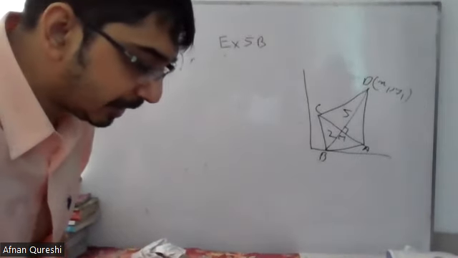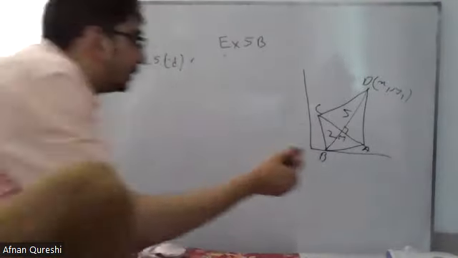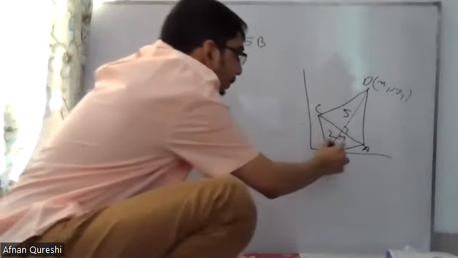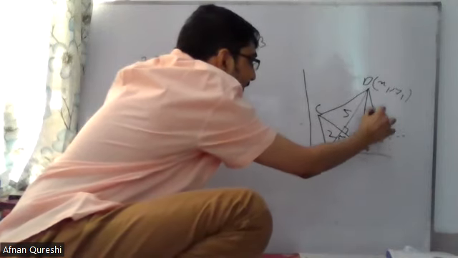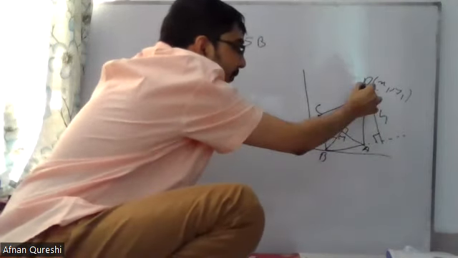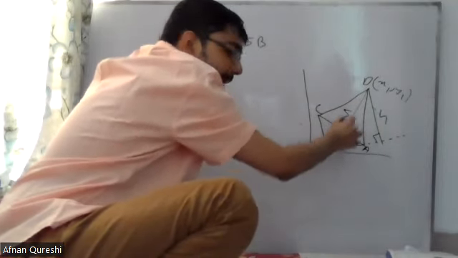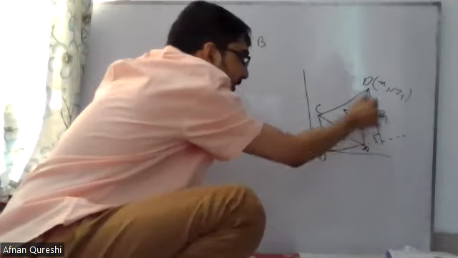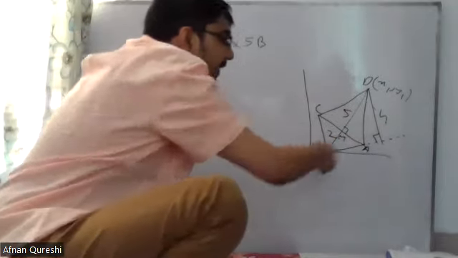In the next part, they're asking you to find the perpendicular distance from D to BA extended. So they're asking for this height. From D, you're going to draw a perpendicular to BA extended. If I draw a line here, none of them are perpendicular, so I have to extend it, and this is the perpendicular distance from D to AB.